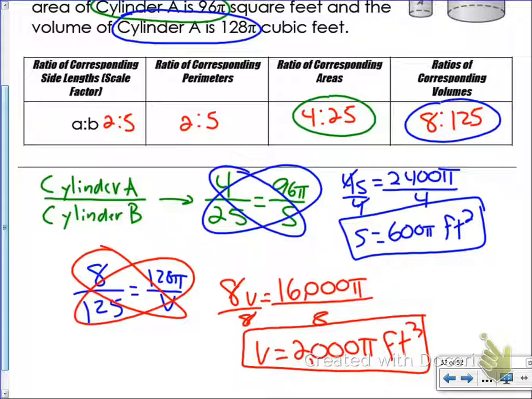So this is how we use the ratios. If I want to find a perimeter, I'm going to use the perimeter ratio. If I'm going to use the area of one, to use the area ratio. And if I'm going to find volumes, make sure we're using the volume ratio.